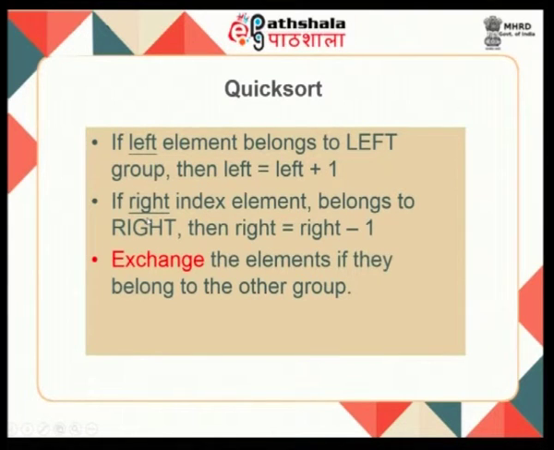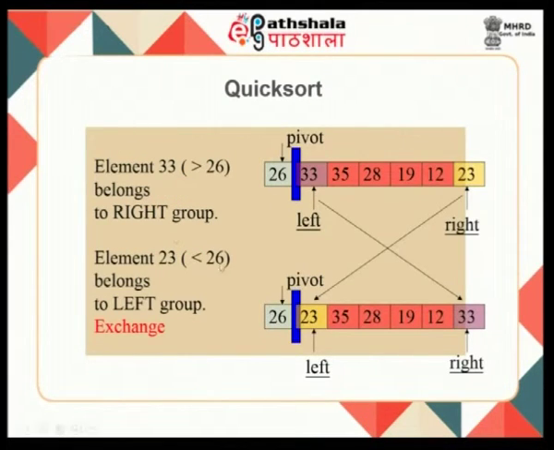If the right element, that is the element pointed by the right pointer, belongs to the right group, then we will decrement the right pointer, that is right becomes right minus 1. And an exchange will take place whenever we encounter elements that belong to the other group. Suppose this scenario is there, then we are going to exchange. So now we will apply the procedure for this.